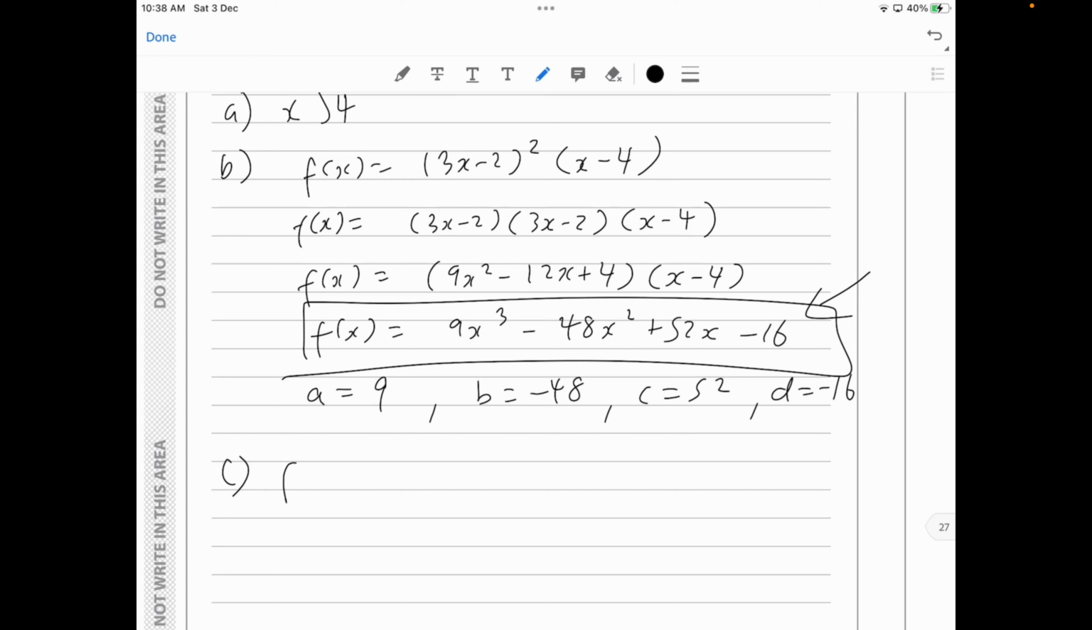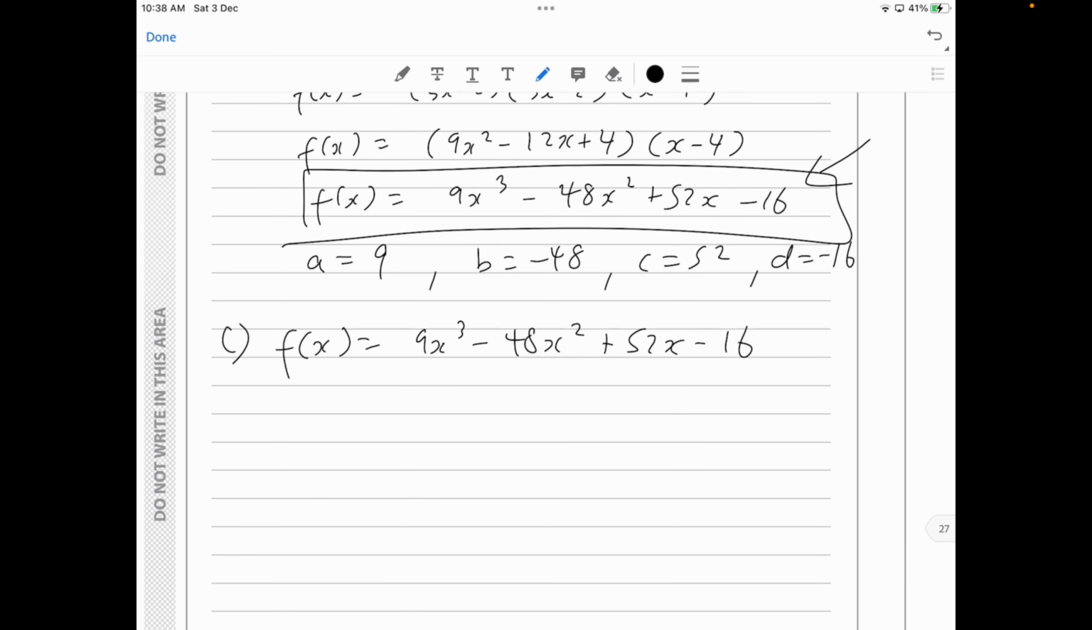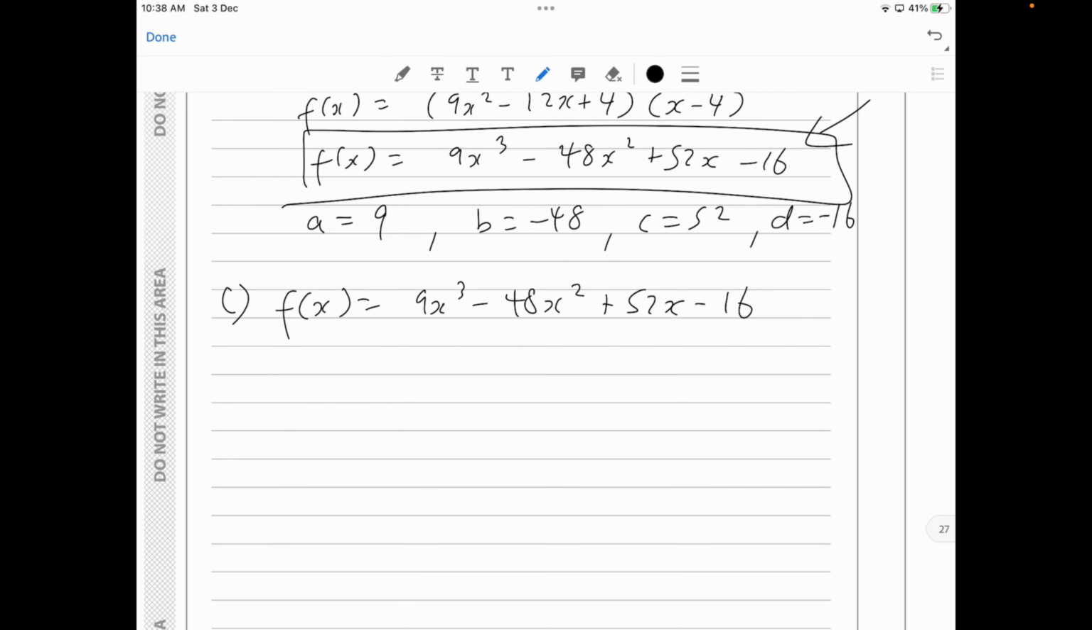So we're just going to mention that f of x is equivalent to 9x cubed minus 48x squared plus 52x minus 16. We're going to write that equation first, and we're going to find the value of y. To find the value of y, we have to put x as 0.